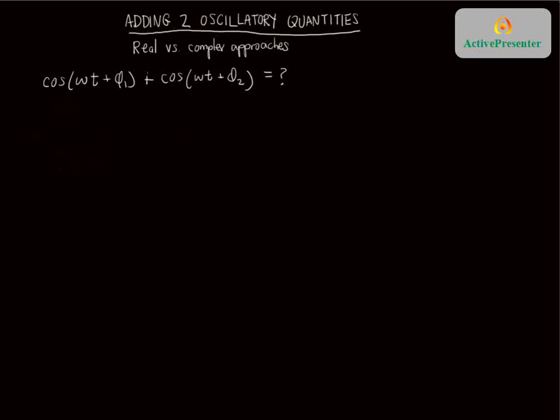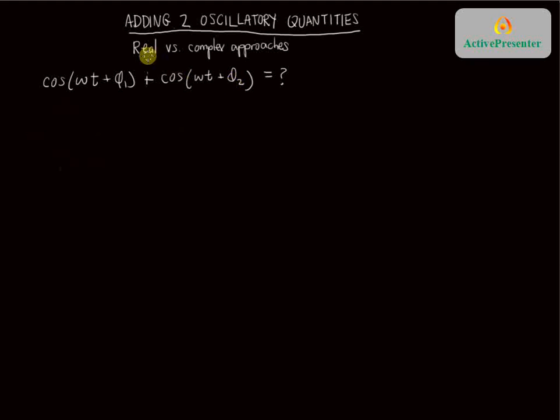In this tutorial, I'm going to talk about adding two oscillatory quantities together. Here's the thing we're going to add together: cosine of omega t plus phi 1 plus cosine of omega t plus phi 2. This is a very important thing in optics, where you might be adding two beams together of the same frequency but with different phase offsets, so you get an interference phenomenon.